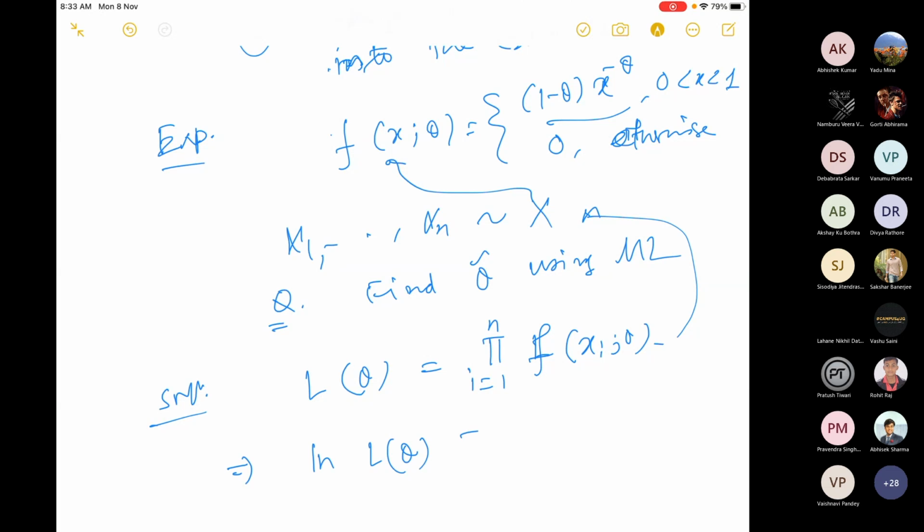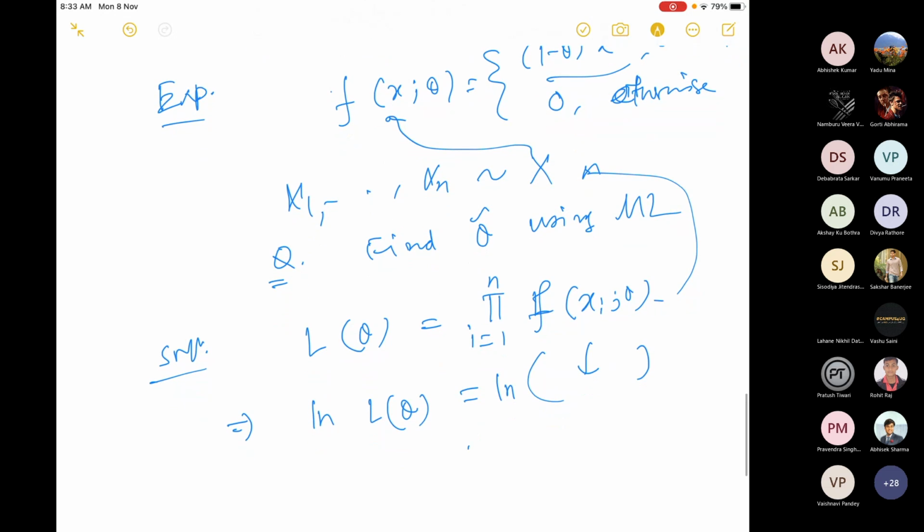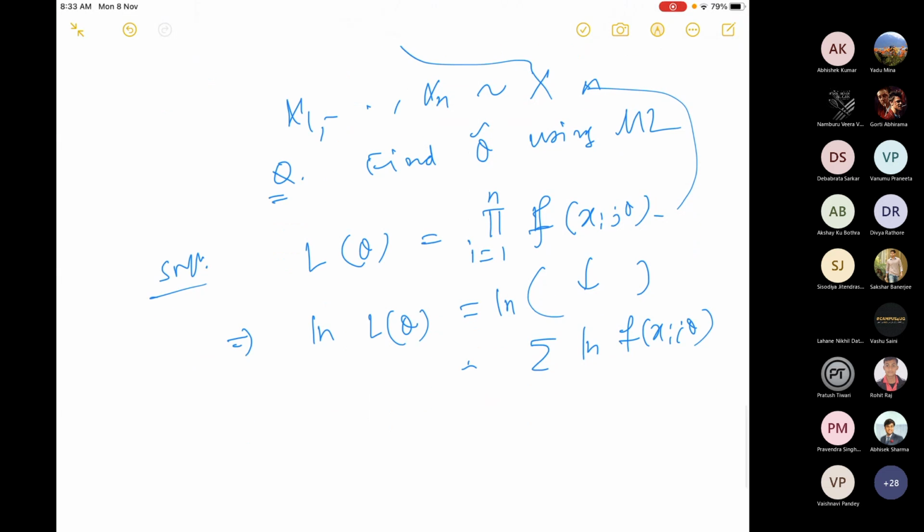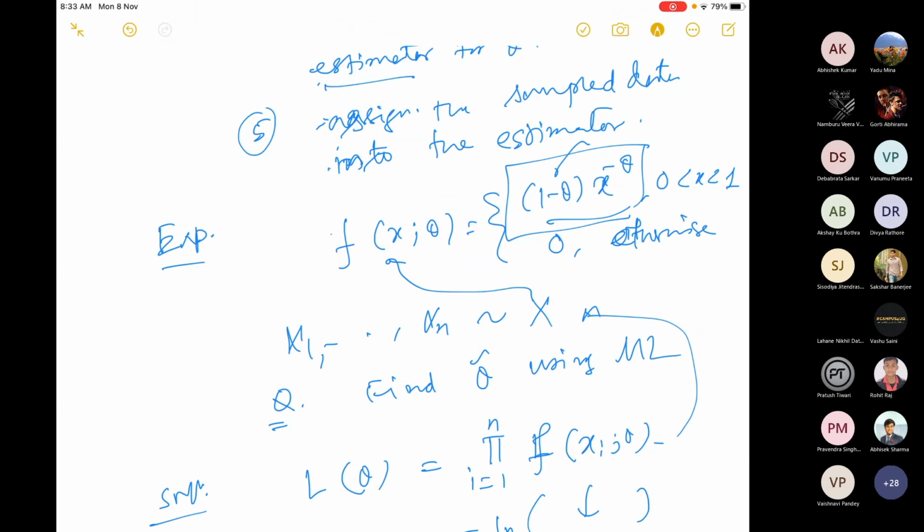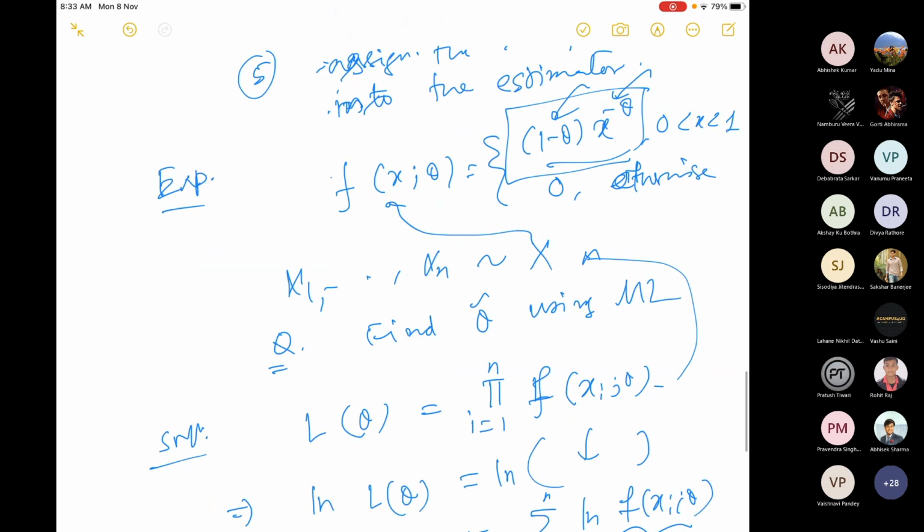The log of L(theta) is the log of this entire thing, which is the sum from i equal to 1 to n of log f(xi; theta). And once you do that, this will be nothing but n log(1 - theta) minus theta times the sum of log xi. I mean, you just expand it, put this f(x; theta) here. So this is the product form. So log of this plus log of this, and the theta will come out, so you'll have log of xi. That's how you get here.